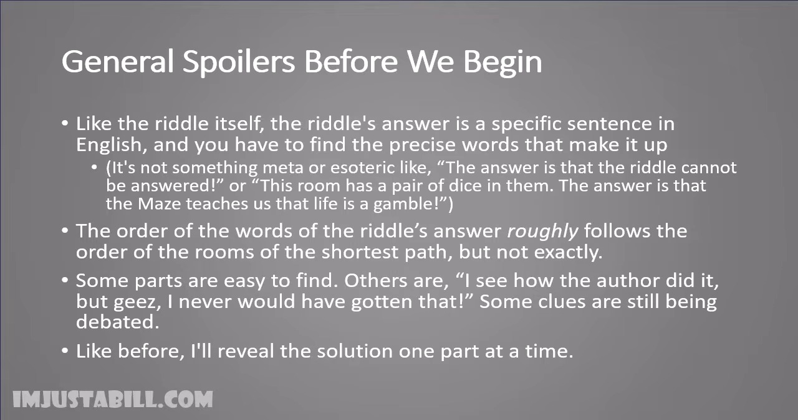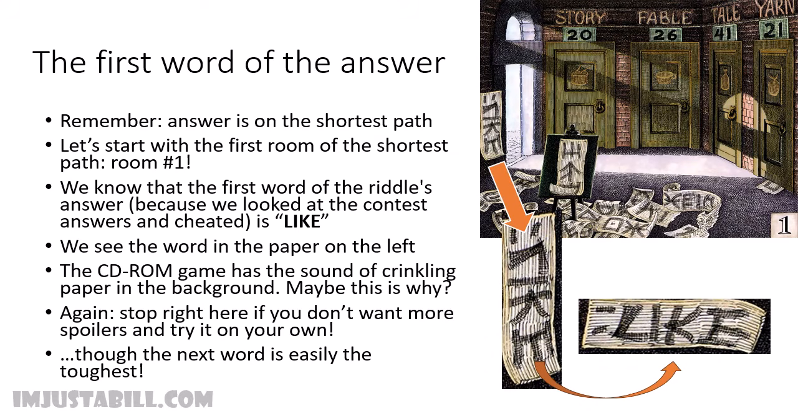Let's get started. Remember that the answer to the riddle is on the shortest path, so let's start with the first room of the shortest path, which of course is room number 1. We know that the first word of the riddle's answer, again because we looked ahead and cheated, is "like." L-I-K-E, like. Well, if we look at the first room, there's a bunch of paper, and there's this piece of paper that's on the left-hand side of the room.